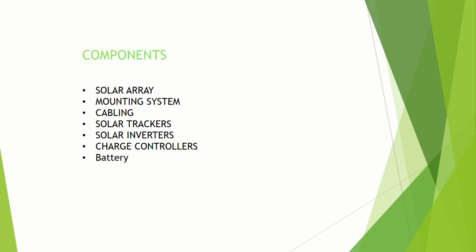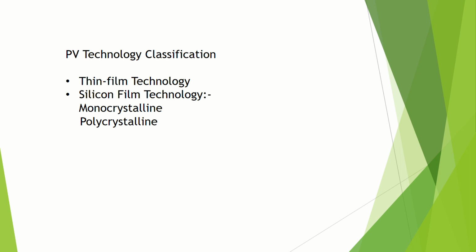These are the few components that have been used in the previous image: solar arrays, mounting systems, cabling, solar trackers, solar inverters, charge controllers, battery. PV technology classification. There are two types of PV technologies: thin film technology and silicon crystalline technology. Silicon crystalline technology is further classified into two types: monocrystalline and polycrystalline.